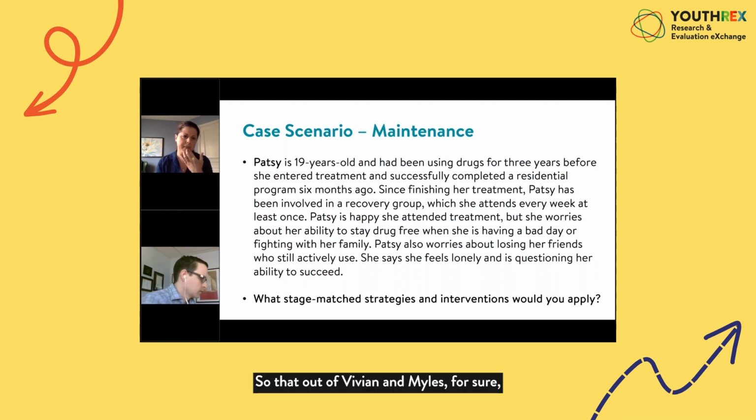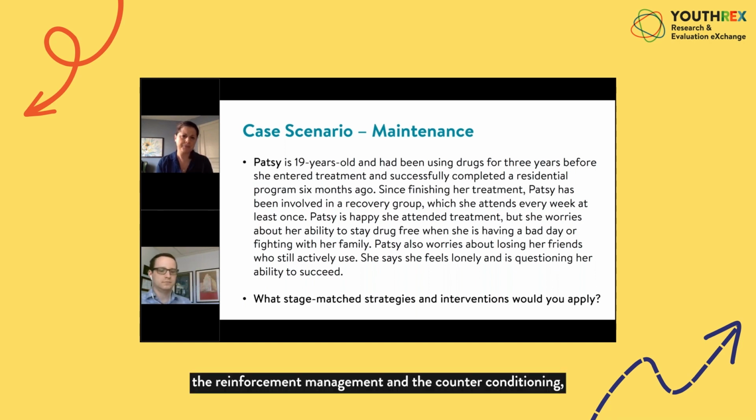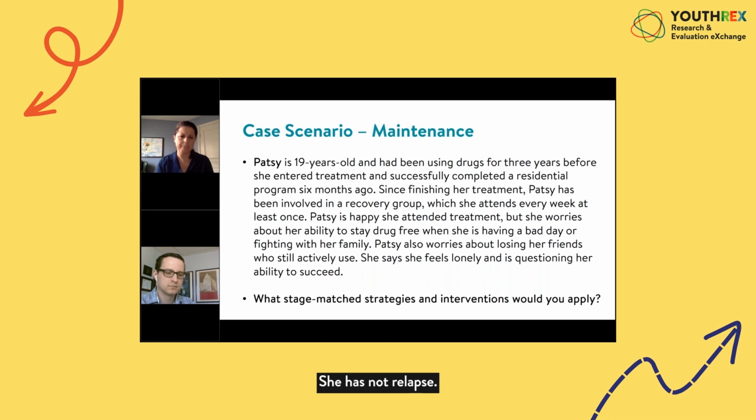So ditto to Vivian and Miles. For sure, the reinforcement management and the counter conditioning, finding ways to reward her for everything that has been going really well. Because when I look at the scenario, there's way more pros than there are cons. She has not relapsed. She's worried that it might happen if she's having a bad day or fighting with her family. But in terms of having completed 6 months of a treatment program and everything, things are going well.